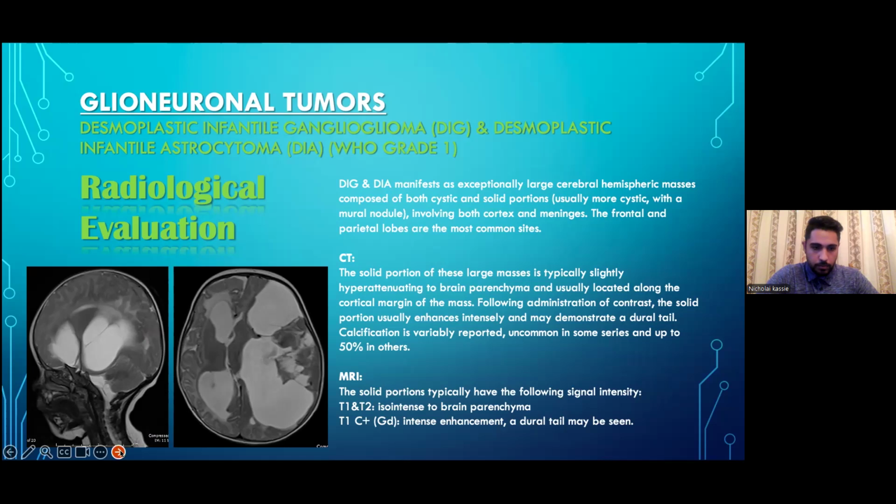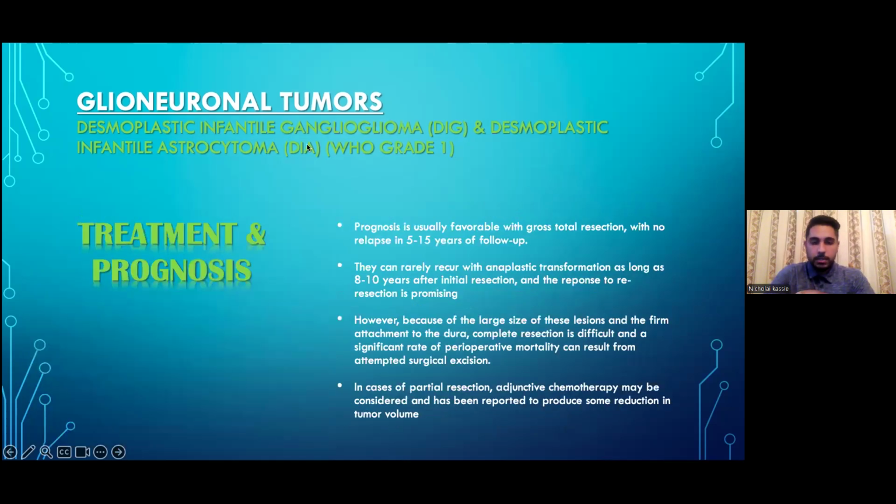Moving on to treatment and prognosis. Prognosis is usually favorable with a gross total resection, with no relapse in 5 to 15 years of follow-up. They can rarely recur with anaplastic transformation as long as 8 to 10 years after initial resection. And the response to resection is quite promising.